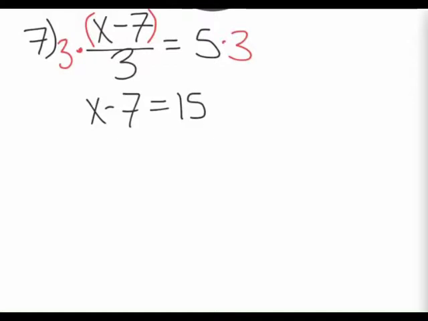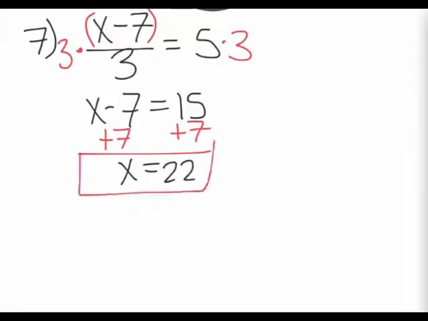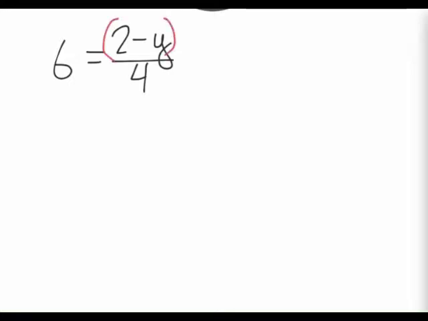Now we can move the 7 to the other side by adding 7 to both sides of the equation, and so the value of x is 22. All right, let's try one more equation sort of like that. How about 6 equals 2 minus y divided by 4?